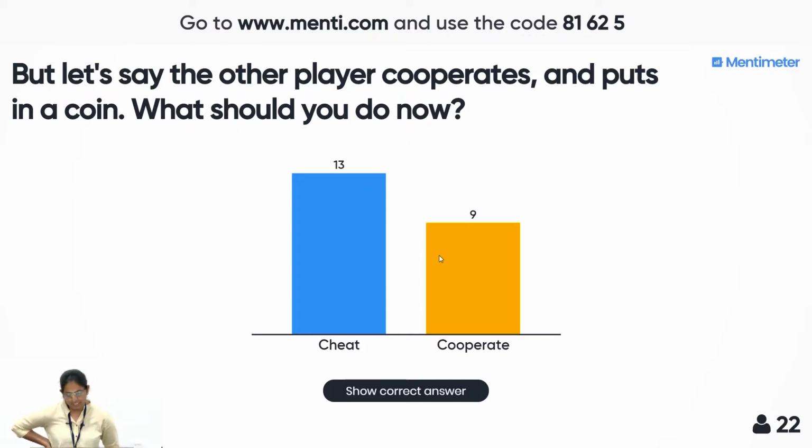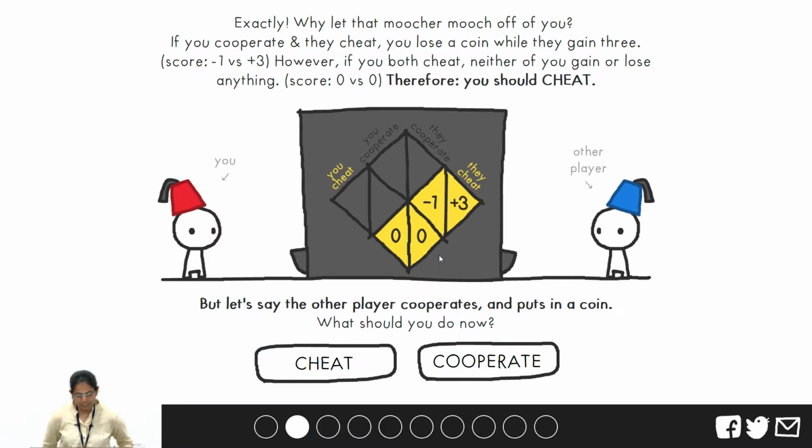This is a smart crowd. So even if the other player is cooperating, it appears that most of you still want to cheat. Which is a little sad. Anyone else who has to vote yet? Okay, it's kind of close, but it's still a majority for cheating.